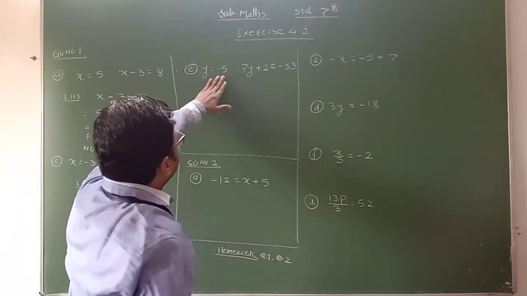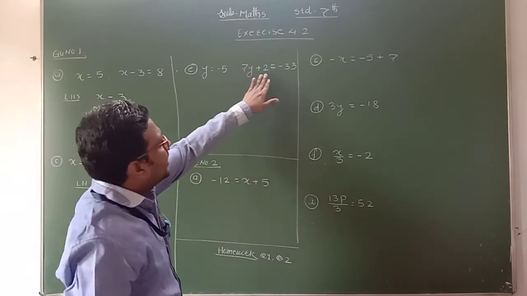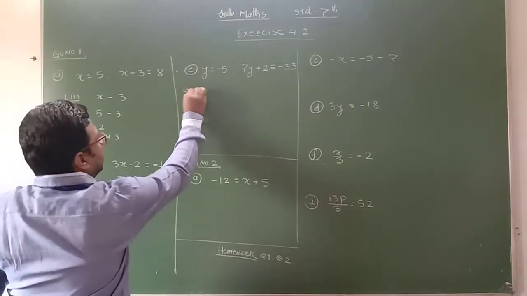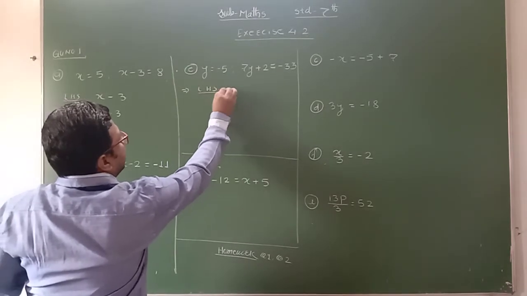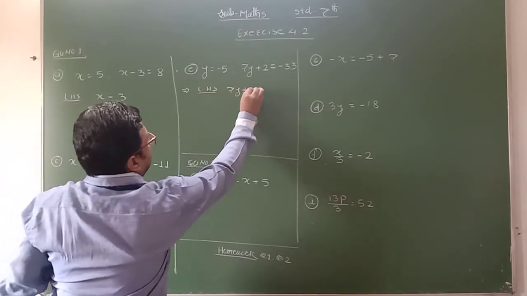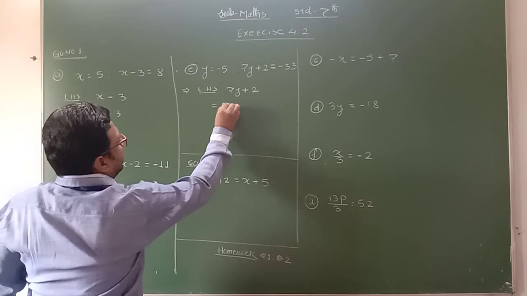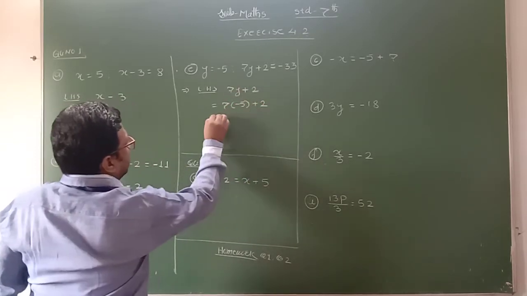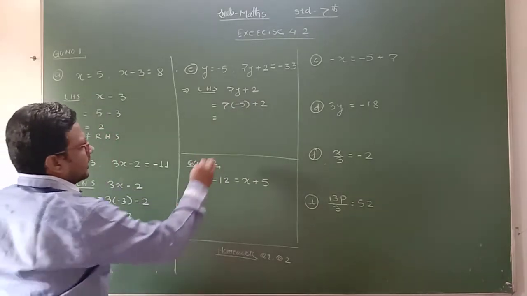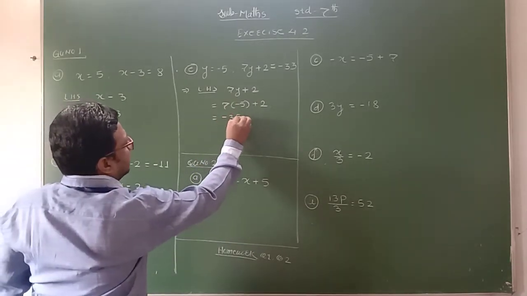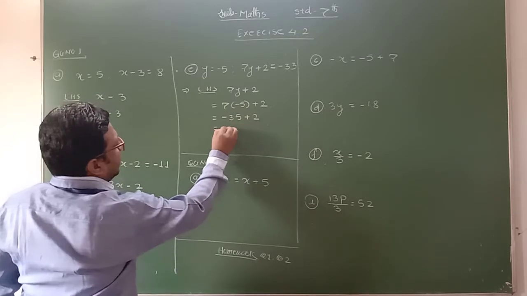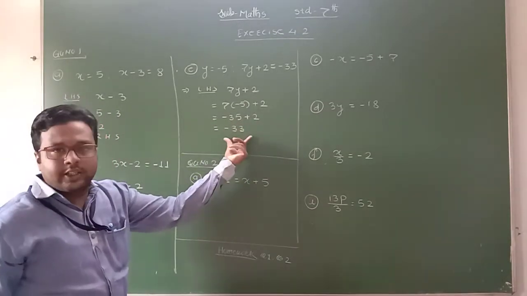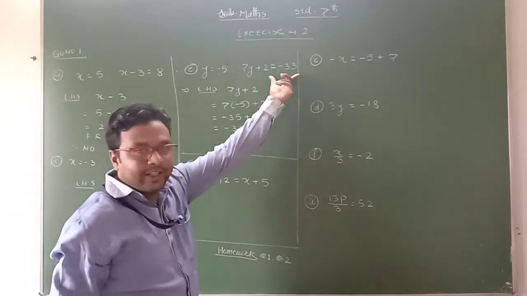y is equal to minus 5 is given. The equation is 7y plus 2 is equal to minus 33. Same method. The left hand side of the equation is 7y plus 2. Here we put the value of y, that is minus 5. 7 into minus 5 is minus 35, plus 2. Here we get minus 33. Minus 35 plus 2 is what? Minus 33. That is the right hand side of the equation.